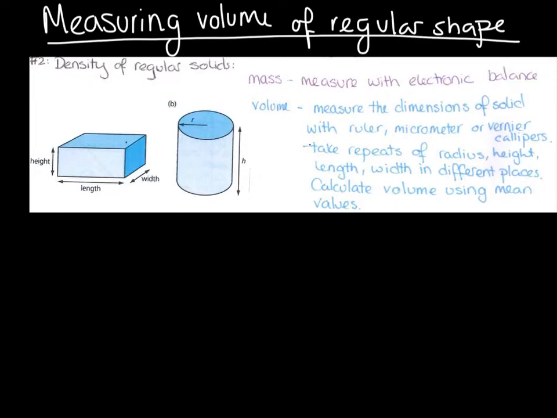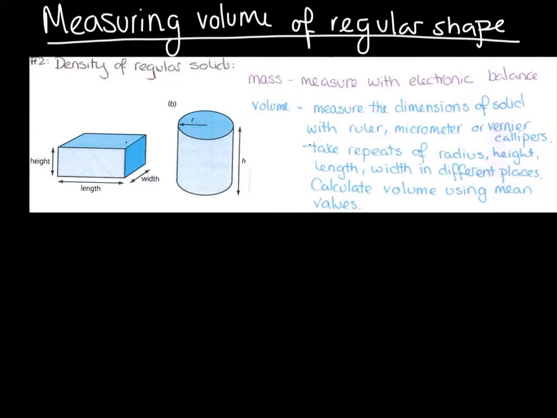So first of all, let's start with a regular shape. A regular shape is something that you might be given an equation for in maths. So here you've got a cylinder, here you've got a cuboid. And you know from maths that to calculate the volume of the cuboid, you do the height times the length times the width. So what you're going to do to calculate the density of this object is measure the mass with an electronic balance, and convert that into kilograms. And then you're going to measure the volume of the object by measuring all the different lengths that you need to know with a ruler.